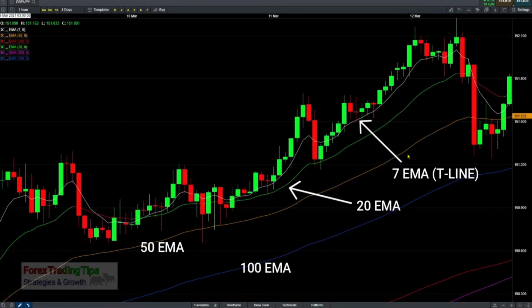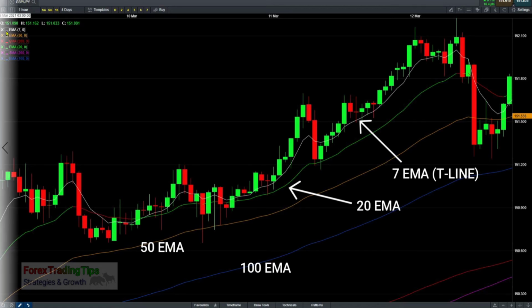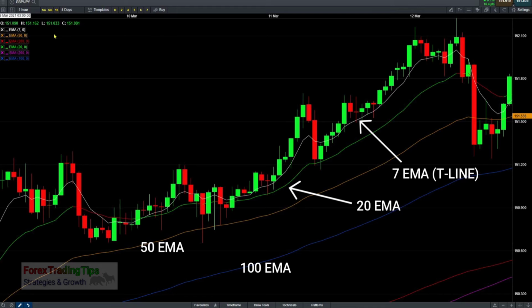Okay guys, as you can see, we've got the chart up here. Now look, we've got the 7, the white line, the T line, the 20, the green 20 period exponential moving average, the 100 is the blue, and the 50 is the gold. You can see the settings up here in the top left hand corner. Now look, this is what we're looking for. I'm on the 1 hour time frame.